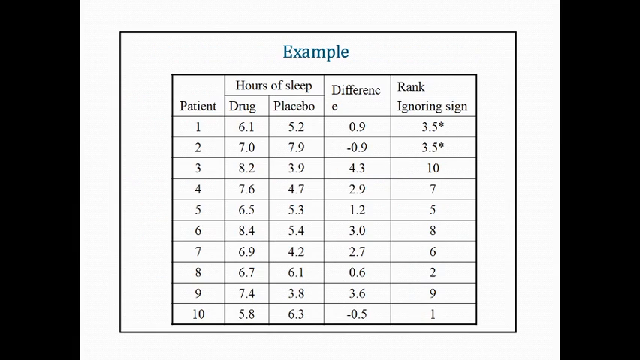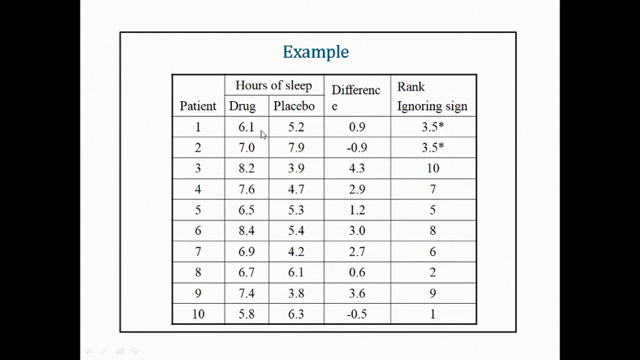Here we will see one example. There are 10 patients and their hours of sleep. These are for the drug and these are for the placebo. We give the drug to each patient and count the number of hours of sleep. Similarly, we give the placebo and count the number of hours of sleep. So these are the drug and placebo effects.